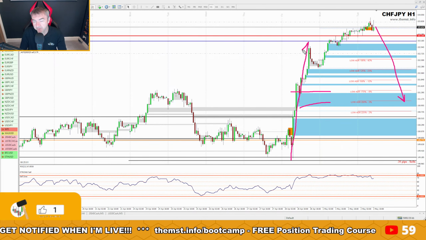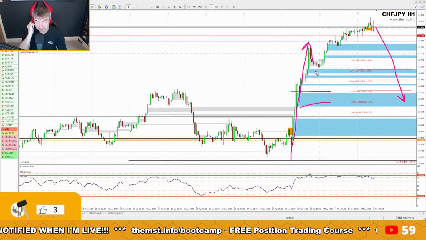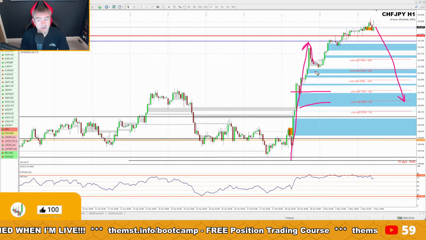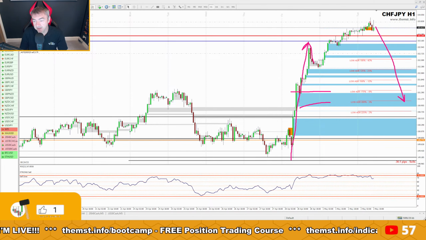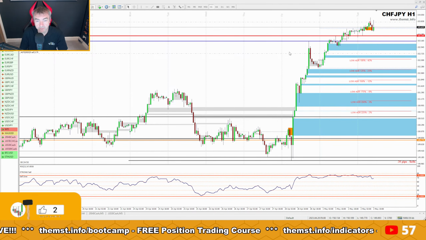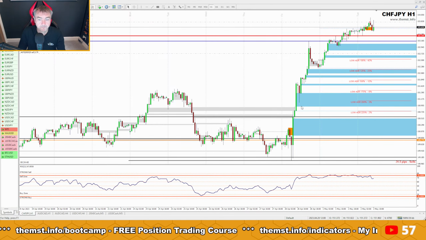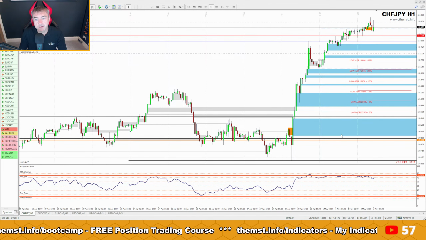This move was the biggest yen move I've probably ever seen, apart from the intervention, when they're doing intervention. This was just basically money collapsing out of the yen at a rate of knots. So I think we will get a mean reversion on this.